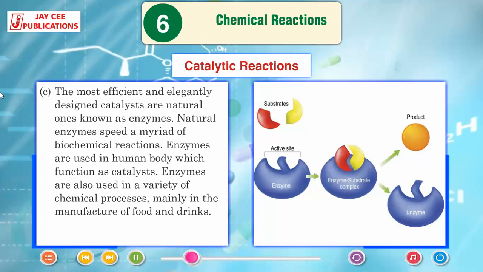The most efficient and elegantly designed catalysts are natural ones known as enzymes. Natural enzymes speed a myriad of biochemical reactions. Enzymes are used in the human body, where they function as catalysts. Enzymes are also used in a variety of chemical processes, mainly in the manufacture of food and drinks.